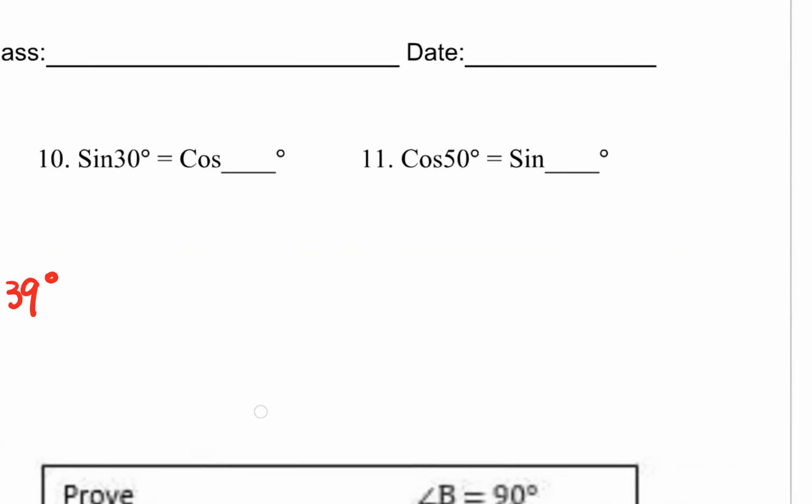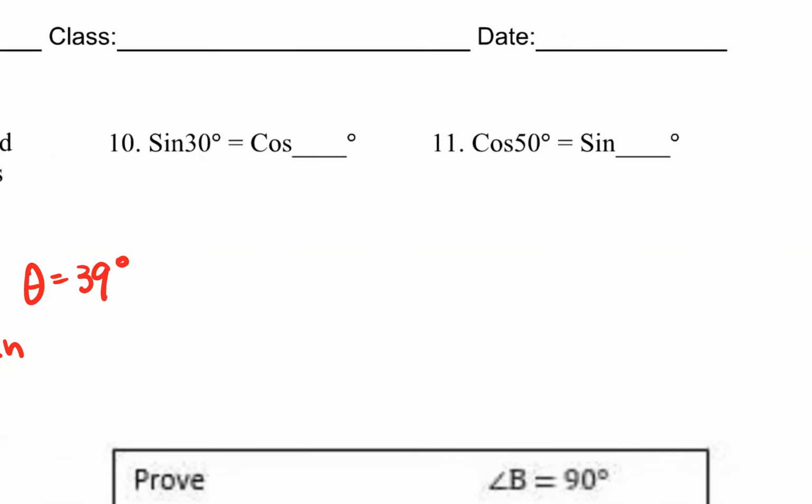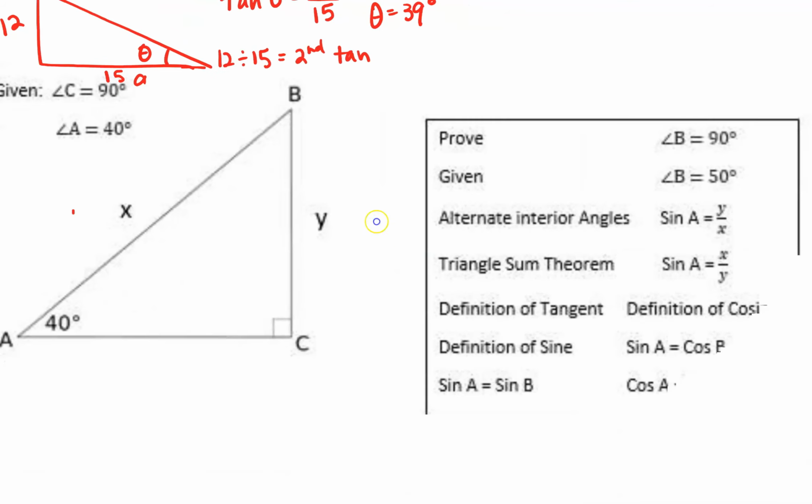Okay, and these two, we said that the sine of an angle is equal to the cosine of its complement. So these two angles need to always equal 90 degrees. So find out what you need. So 90 minus 50 is 40. Whenever you see that, they should always be complements of each other and add up to 90 degrees. No biggie there.